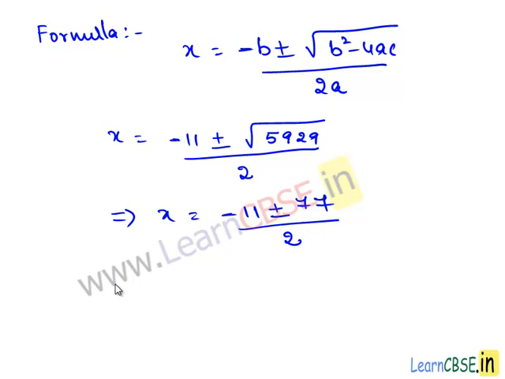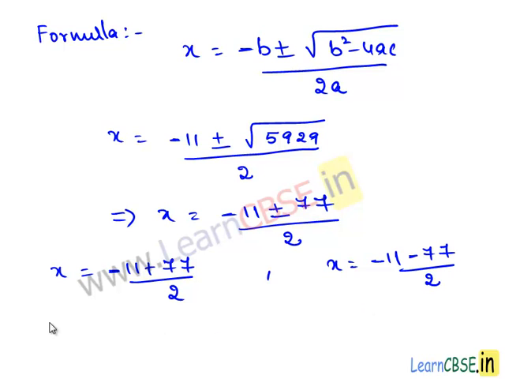So here we have two values of x. So x is equal to minus 11 plus 77 whole divided by 2, comma x is equal to minus 11 minus 77 whole divided by 2. So this is equal to x is equal to 66 divided by 2, which is equal to 33, comma x is equal to minus 88 divided by 2, which is equal to minus 44.